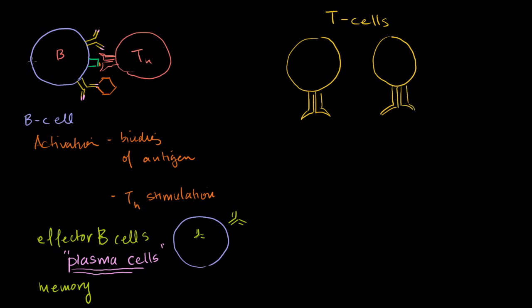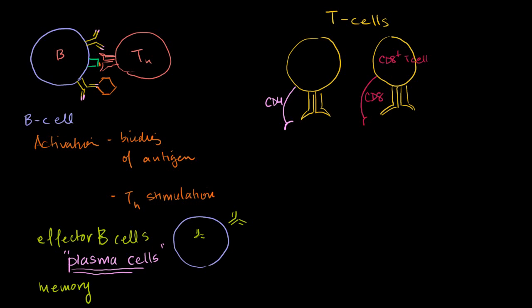But they also have these other proteins on them. And some of them have these proteins called CD4 proteins. And some of them have what's called CD8. So this one right here would be called a CD8 positive T cell. It has the CD8 proteins on it.